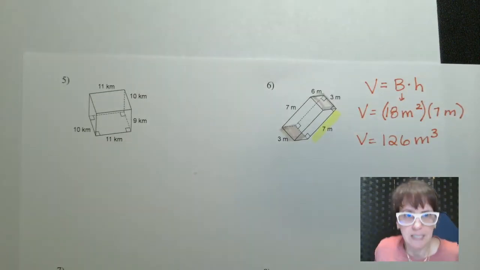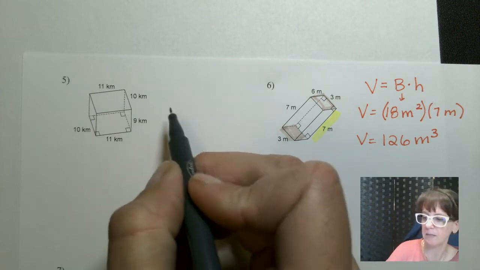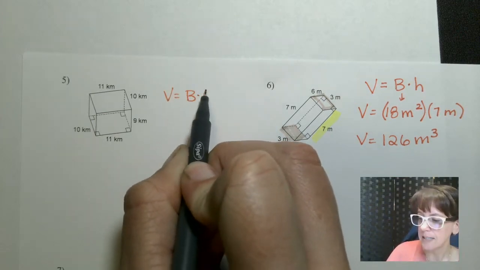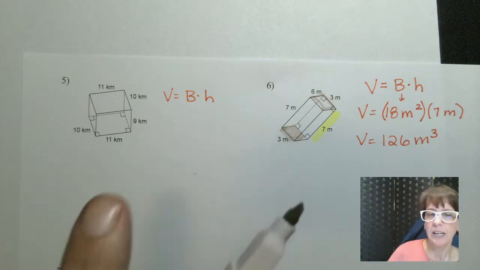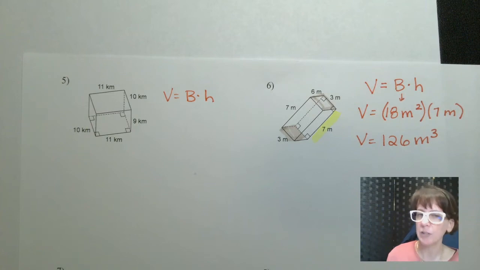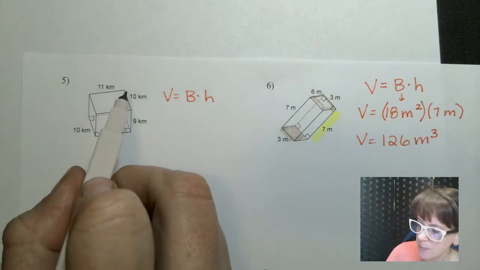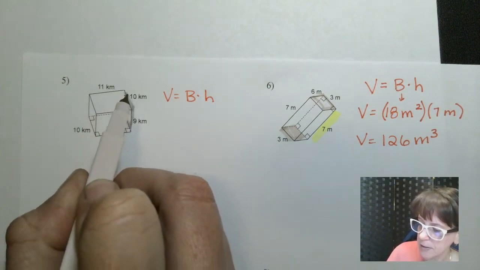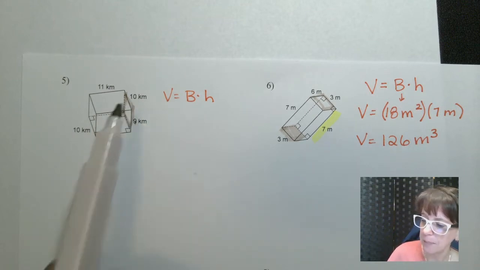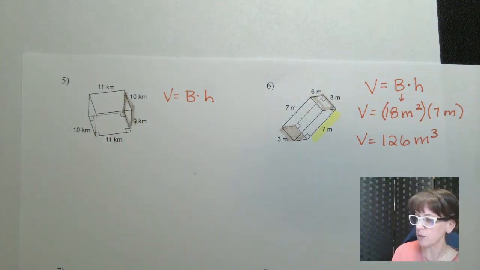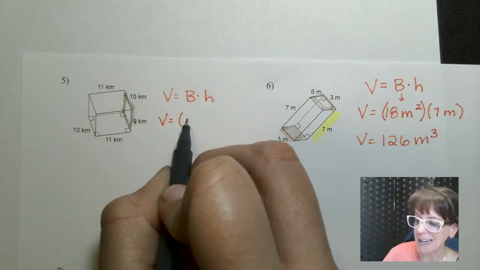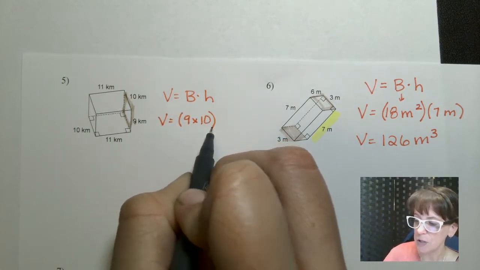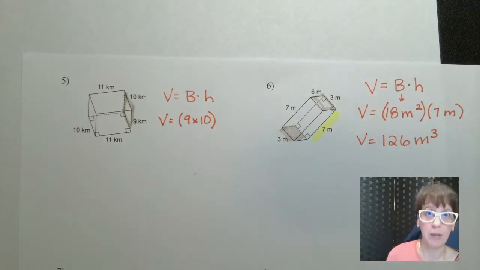This again is a rectangular prism, so the volume equals the area of the base times the height. If we look at our base here, the base is not always on the ground. In this case, because it's rectangular, we can choose a couple different bases. We're going to say that this one over here is our base. You'll see that it is a 9x10 rectangle there. So the area of the base is 9x10, which gives us our area for that rectangle.